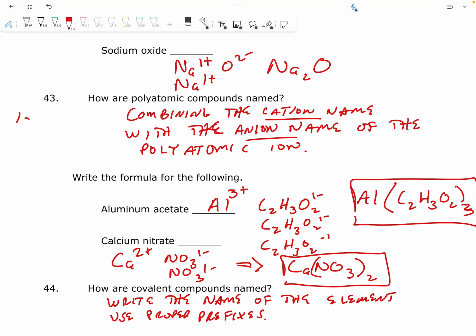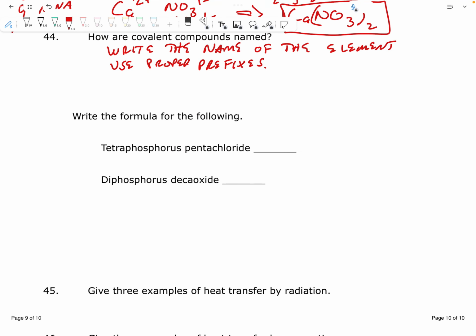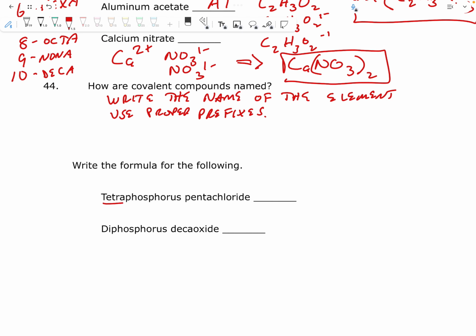We have 1 is mono, 2 is di, 3 is tri, 4 is tetra, 5 is penta, 6 is hexa, 7 is hepta, 8 is octa, 9 is nona, 10 is deca. Okay, so you need to know those. That's important. So we have down here tetraphosphorus pentachloride.